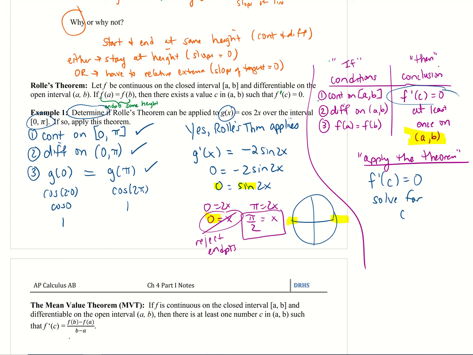Okay, so listing the conditions allows you to determine the yes or no. The conclusion is this. This is the conclusion. And then the application is when you actually go through the work to set that derivative equal to 0 and solve for the input variable.